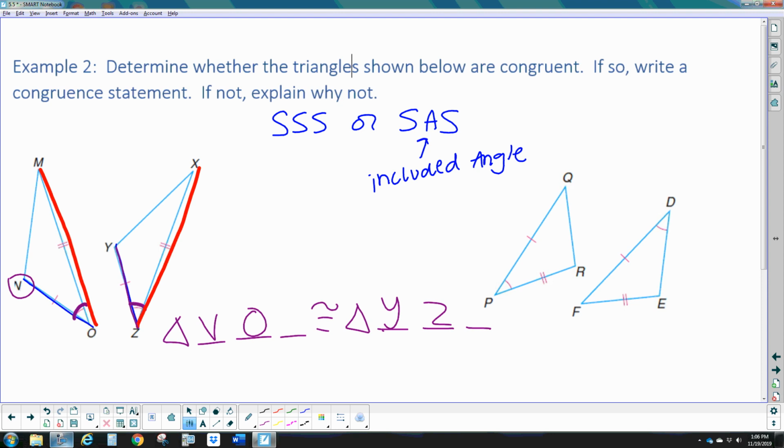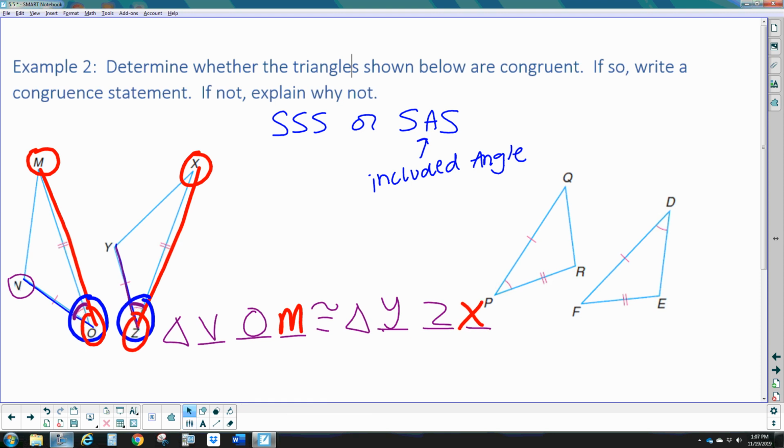Okay, next I'm going to look at my angle. O and Z. And here, O and Z, those are both in the middle, so we're good. And then lastly, I'm going to look at my last side. So ZX and OM. Now I've shown that VO and YZ are congruent, angle O and angle Z are congruent, and segment OM and ZX are congruent. So that's my congruence statement.